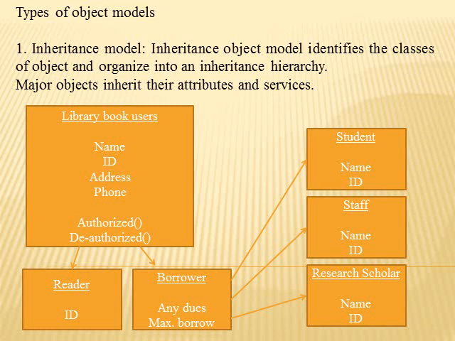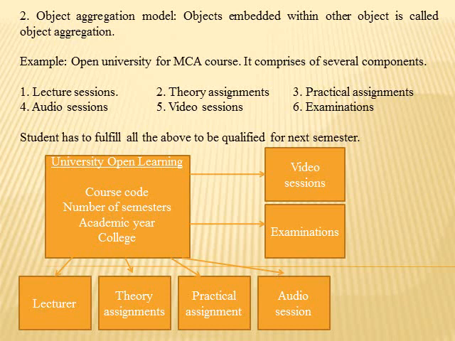So here is an object, a library book: what attributes you have, what functions you have, and how this class, this object model, is going to relate to other things like student, staff, scholar. These are also separate classes, with borrower, reader. What is the aggregation model? In the sense, how it is going to get embedded with other classes. Aggregation is a connection. For open learning, video sessions and all the things get aggregated with the university open learning.